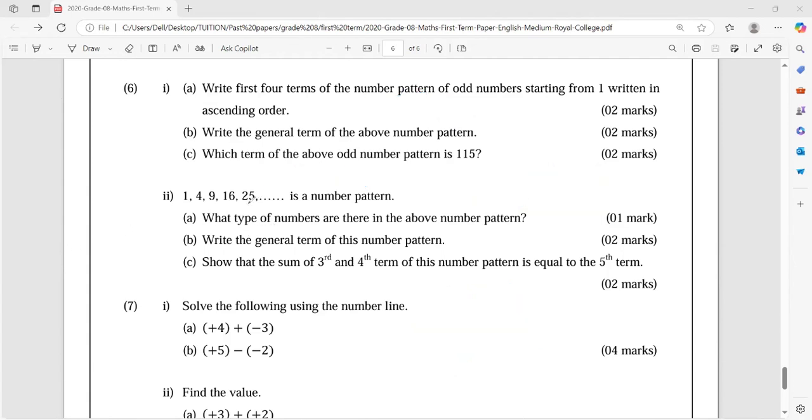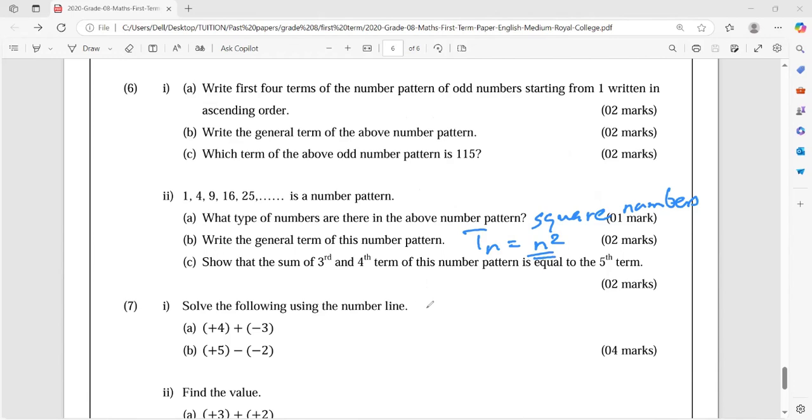Okay. And then 1, 4, 9, 16, 25 is a number pattern. What type of numbers are there in the above number pattern? Actually, these are square numbers. Because 1 into 1 is 1, 2 into 2 is 4, 3 into 3 is 9, 4 into 4 is 16, 5 into 5 is 25. Right, the general term of this number pattern is Pn equal to n squared. This is the general term.